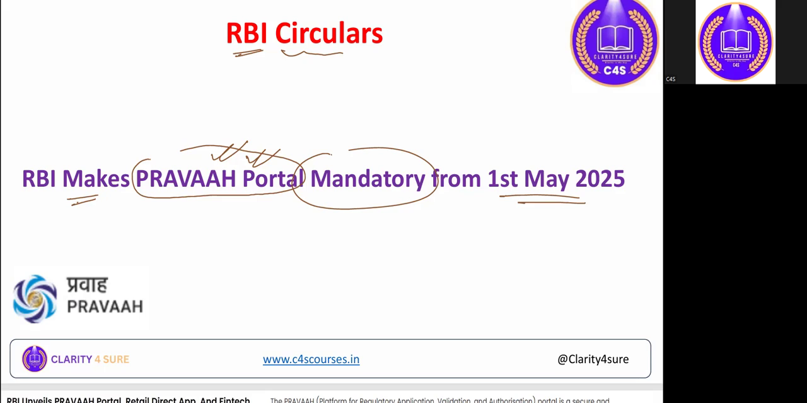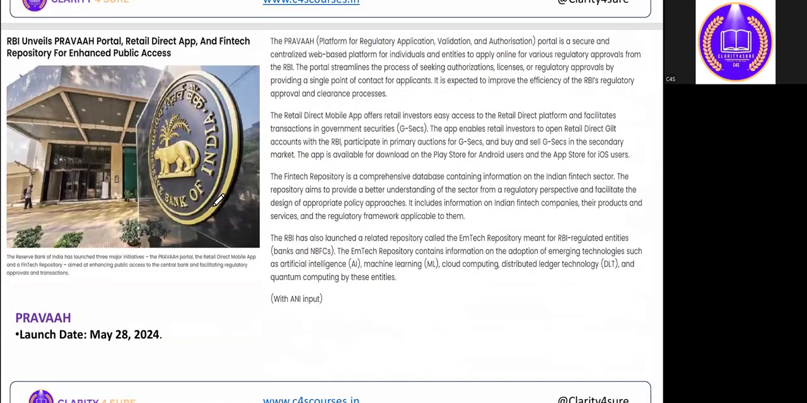And apart from this PRAVAAH portal, we will also find the recent initiatives taken by RBI with respect to consumer awareness as well as for consumer, in order to increase the efficiency of consumers, in order to increase the digital literacy among the consumers, and finally, in order to achieve the goal of financial inclusion to each and every corner of our country. So let's move on to the next slide.